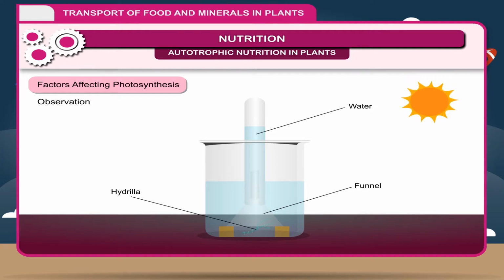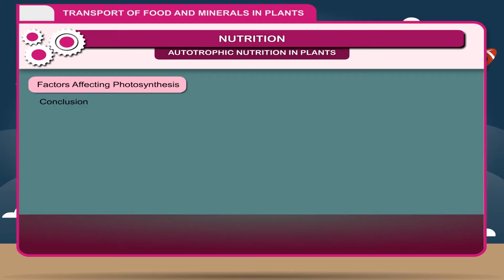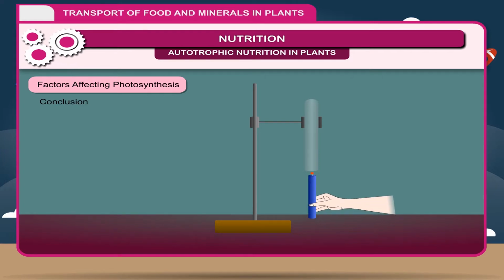Observation. You will see the bubbles of gas which displace the water downwards. Conclusion. This gas can be tested by introducing a burning candle, which remains burning. This proves that the evolved gas is oxygen.